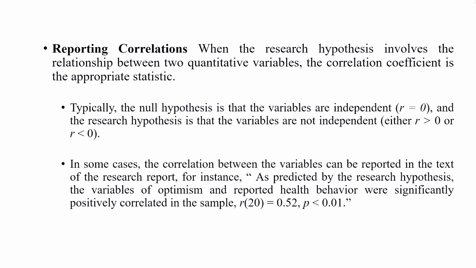In some cases, the correlation between the variables can be reported in the text of the research report. For example, as predicted by the research hypothesis, the variables of optimism and reported health behavior were significantly positively correlated in the sample. You can see here we have indicated the sample size for R, we have indicated the value of R, and we have basically also indicated whether this is a significant value or not. All right.